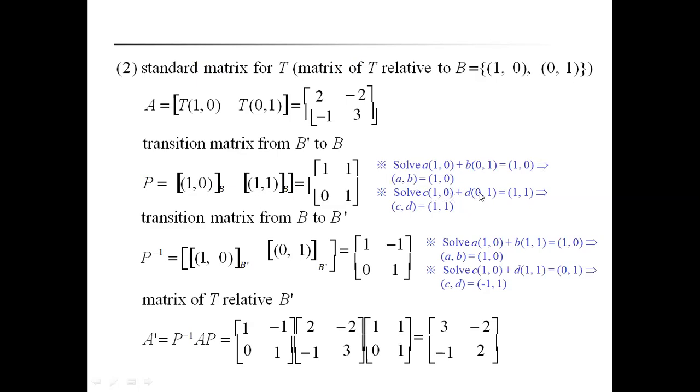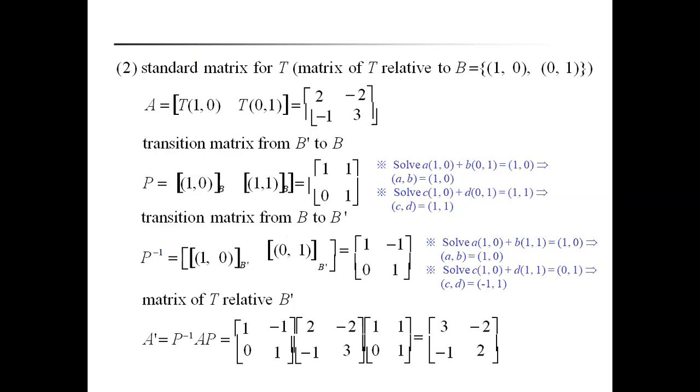C into (1, 0), D into (0, 1), that is equal to (1, 1). It implies (C, D) is equal to (1, 1). So write it in the form of a transition matrix: 1 0 in the first column, 1 1 in the second column. This matrix P is called the transition matrix from B to B dash.